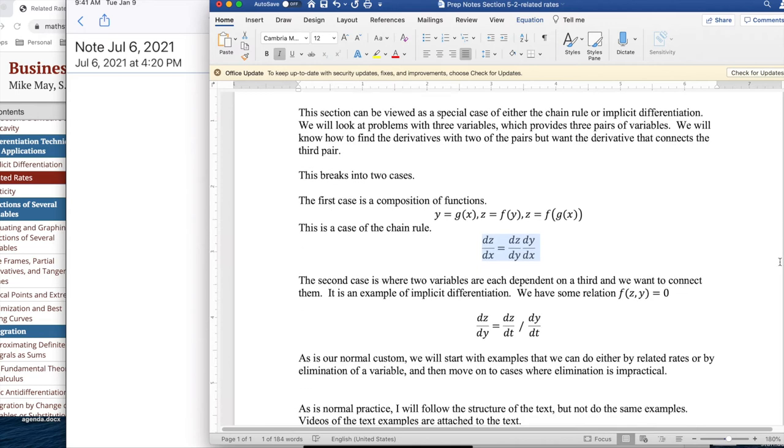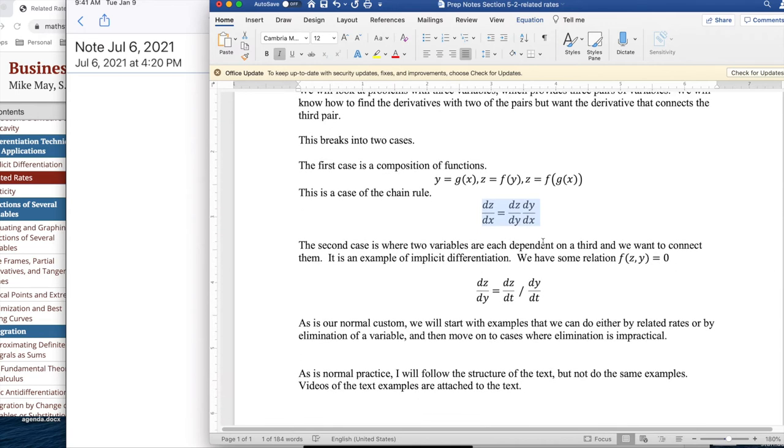The second case is when we have two variables that are each dependent on a third, and we want to connect them. It's an example of implicit differentiation. We have some relationship, f of z, y equals 0, and when we take derivatives, we're going to note that dz/dy equals dz/dt divided by dy/dt. Once again, the derivatives work like fractions. We're going to invert and multiply to divide the fractions. The dts will cancel out, and I'll get dz/dy.